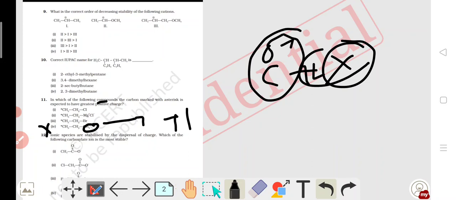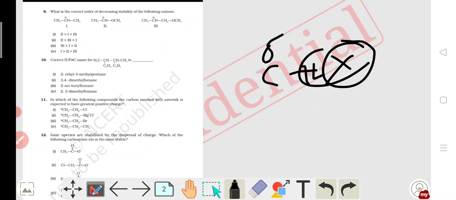As magnesium chloride has an electropositive atom, which is not it. So then comes chlorine and bromine. Chlorine is more electronegative as compared to bromine. So my correct option is 1. Now next comes question number 12.